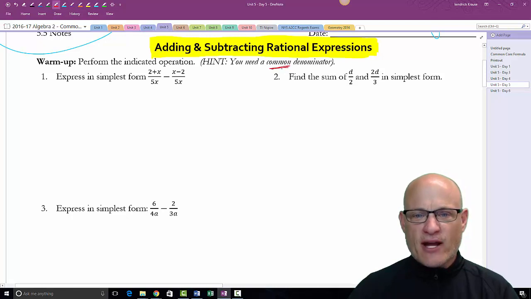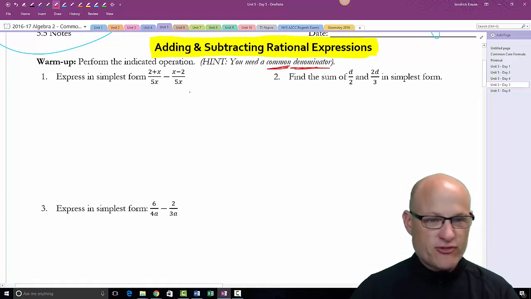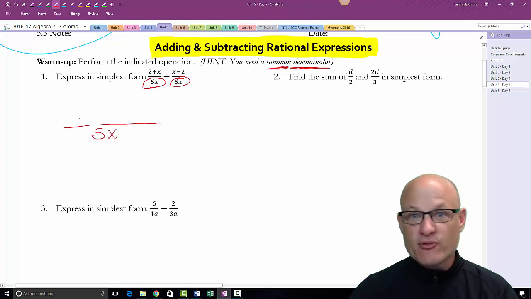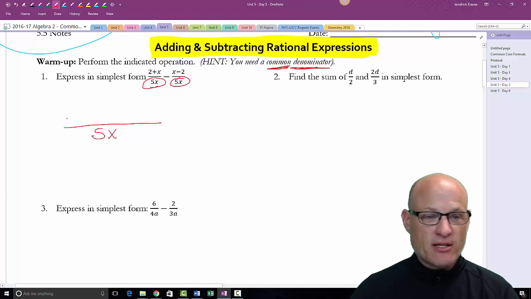In order to add fractions, you remember, you need a common denominator. As long as you have a common denominator, you can add fractions. If you don't have a common denominator, you can't add fractions, right? So let's check this out. Look, we have a common denominator. It makes things so much easier. If I have a common denominator, I'm allowed to just add or subtract the numerators. In this case, we're going to subtract. So I'm going to keep the denominator, and I'm just going to subtract the numerators.